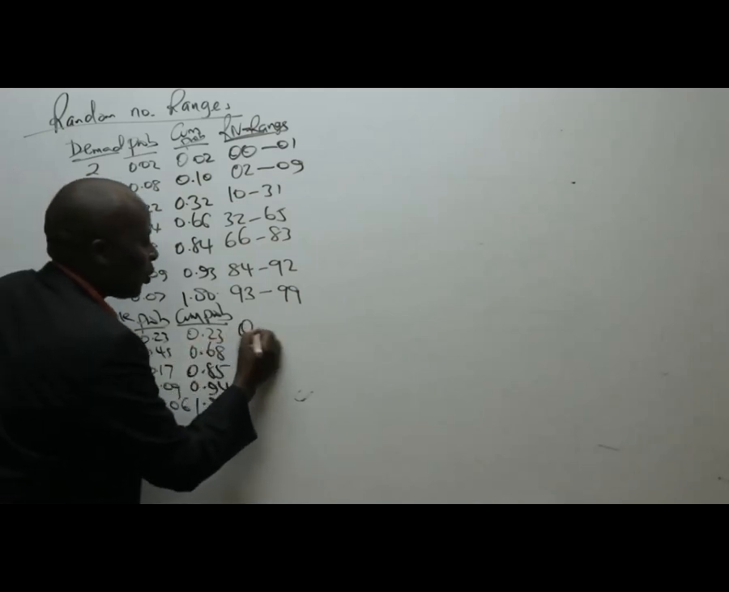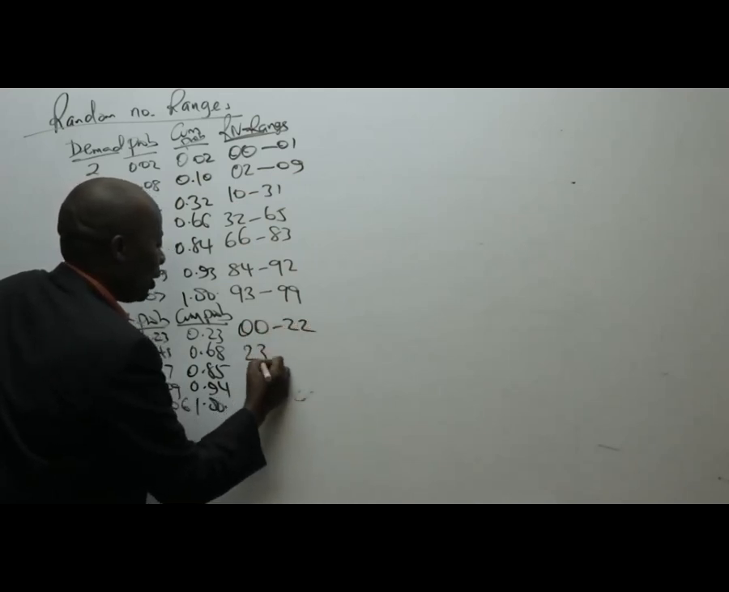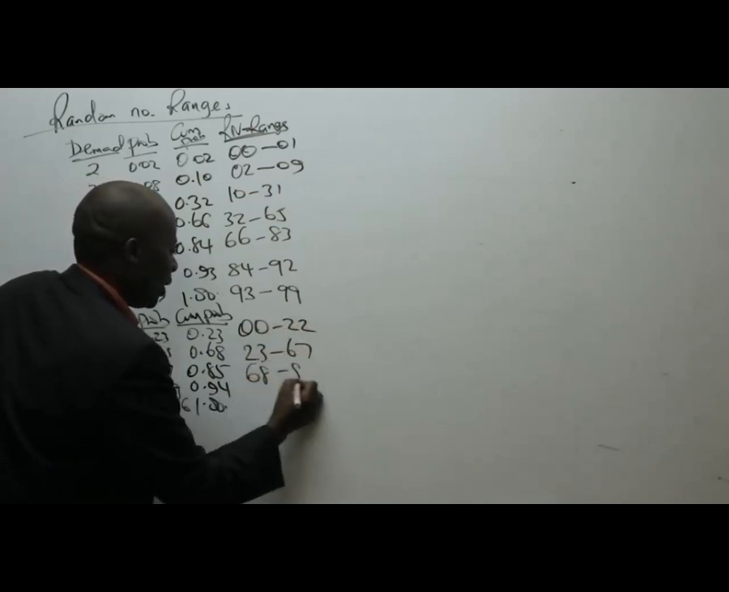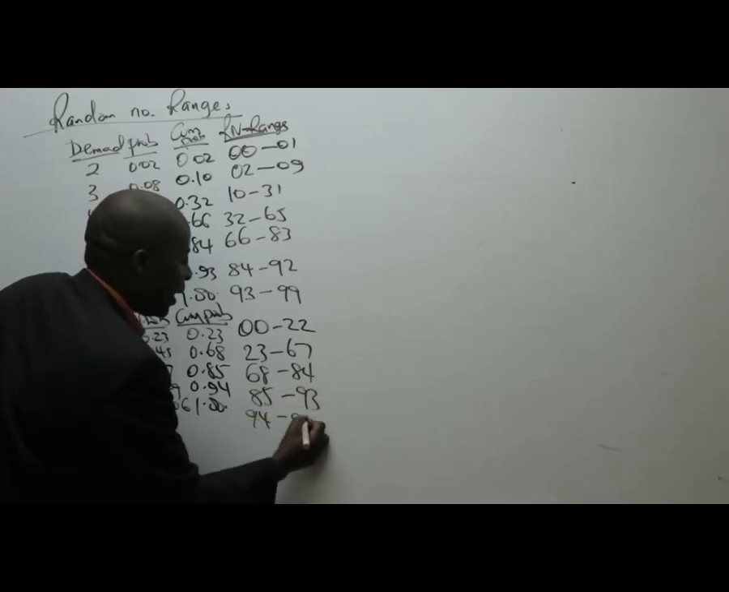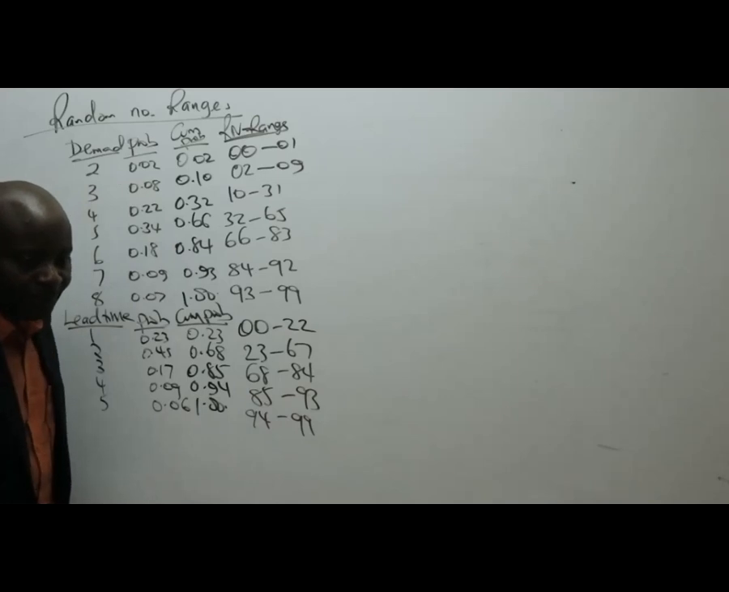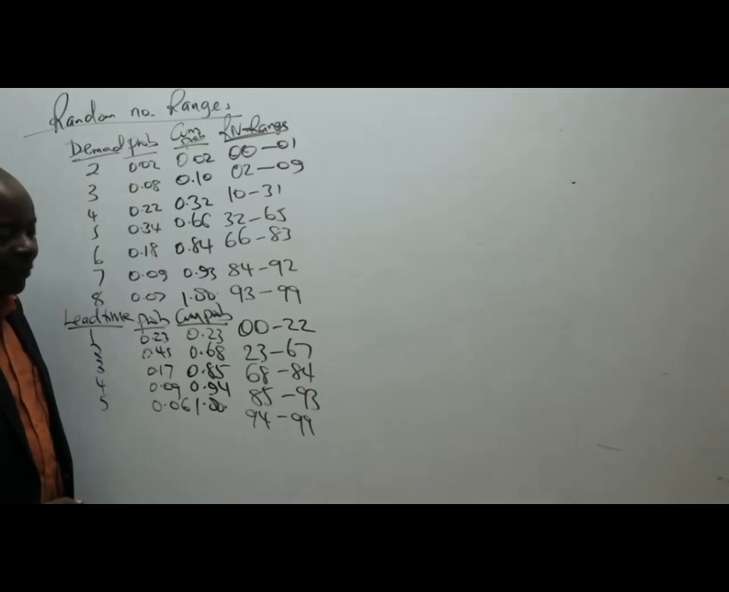So for lead time we have 00 to 22, 23 to 67, 68 to 84, 85 to 93, and 94 to 99.